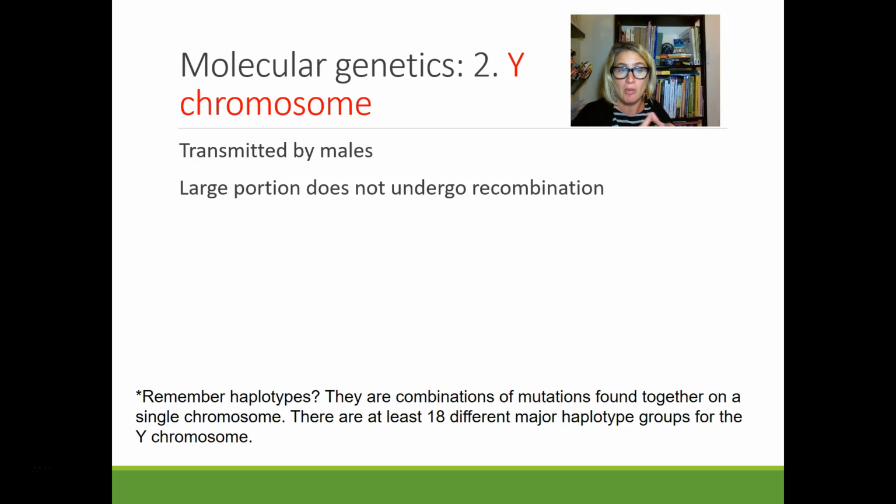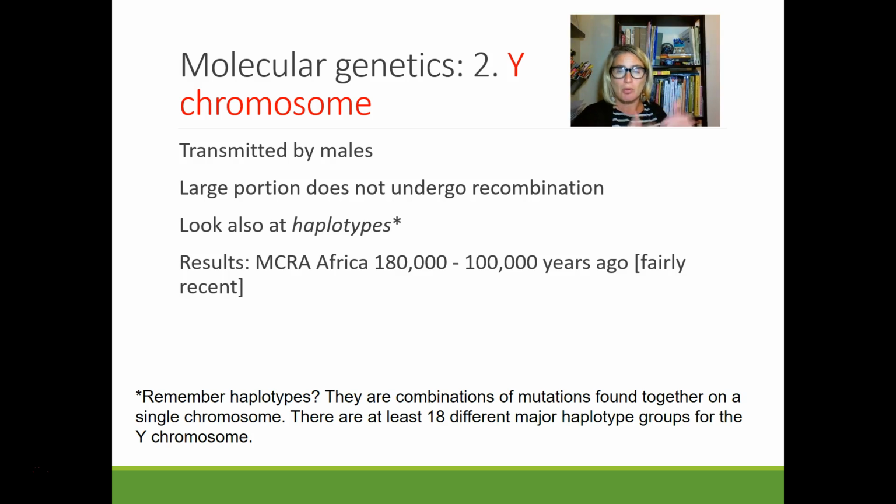The Y chromosome is passed down by males. A large portion of that Y chromosome does not undergo recombination, because an individual who's male only has one Y chromosome and one X chromosome, so a large portion cannot recombine with that X chromosome. And we can look at haplotypes on the Y chromosome, those combinations of mutations that are found together, that cluster together. We can look at these haplotype groups. There have been at least 18 different major haplotype groups identified.